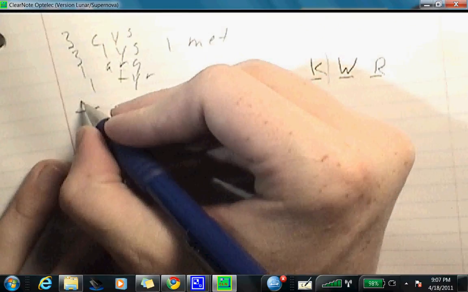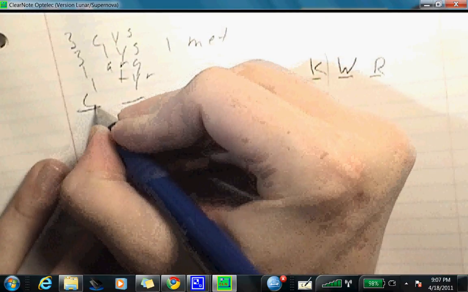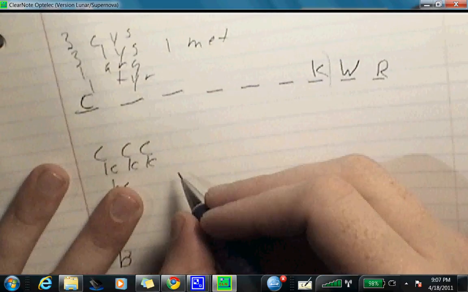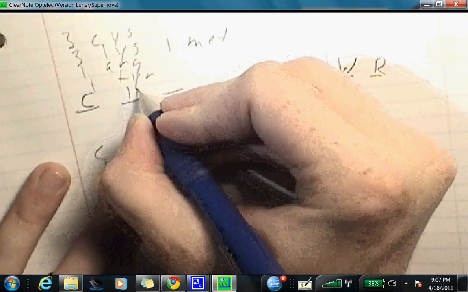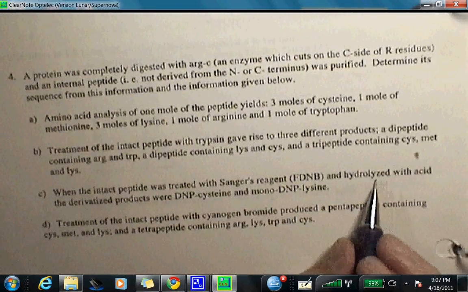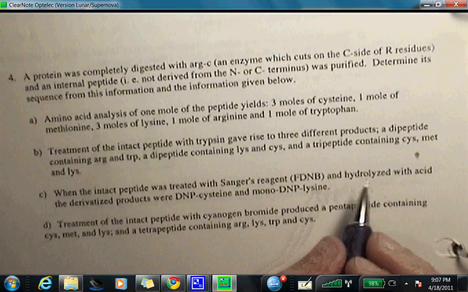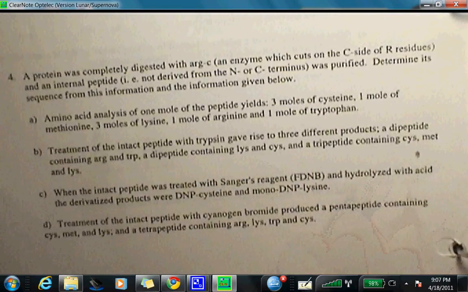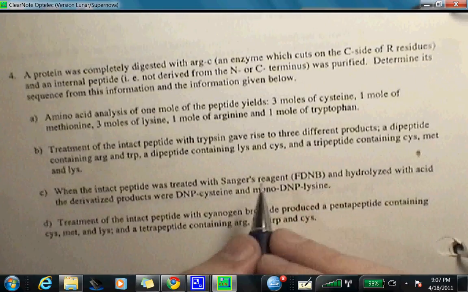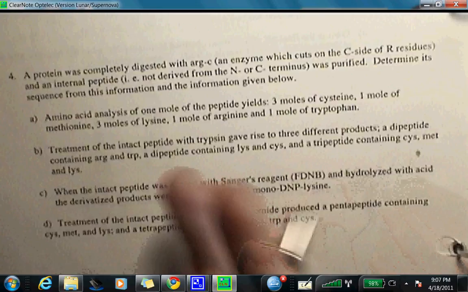So that means that our very first amino acid is going to be this one. And our second one is going to be lysine. Why is that? Well, if you look at the way that FDNB reacts, it will first attach, and then once hydrolyzed, you'll cut off the first amino acid from the N-terminus. This attaches to the N-terminus. When you hydrolyze it with acid, it cuts off that first one.